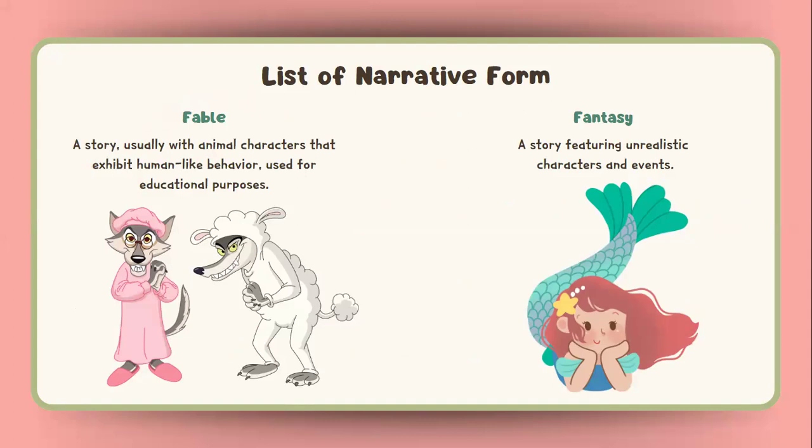List of narrative texts. The first is fable. Do you know what a fable is? Of course, we have learned about it before. A fable is a story usually with animal characters that exhibit human-like behavior. Yeah, like a wolf pretending to be a grandmother, which means an animal pretends to be a human. And fables are used for educational purposes. If you have ever heard about kancil, right? Kancil dan buaya. It has educational purposes, right?